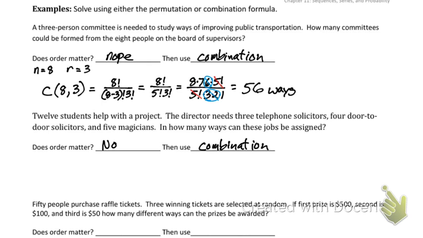And in a problem like this, we're going to break it up into 3 categories. We're going to have a telephone category, people on a telephone. We're going to have our door-to-door people. Let's call them door people. And finally, we'll have our magicians. Let's call it magic. We have 3 categories: telephone, door, and magic. And it is a combination. So under telephone, I start with 12 people. We have 12 students. So we're going to have a combination formula where we have 12 choose, how many did I say we have? We have 3 telephone.